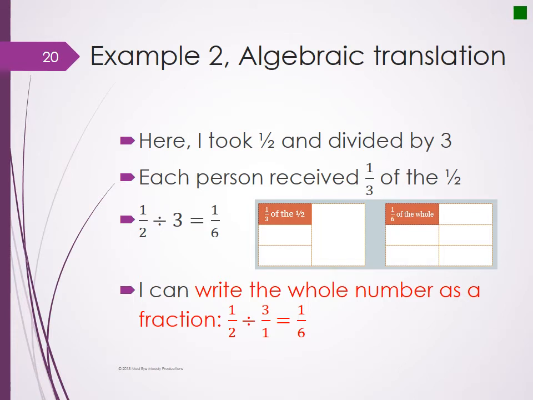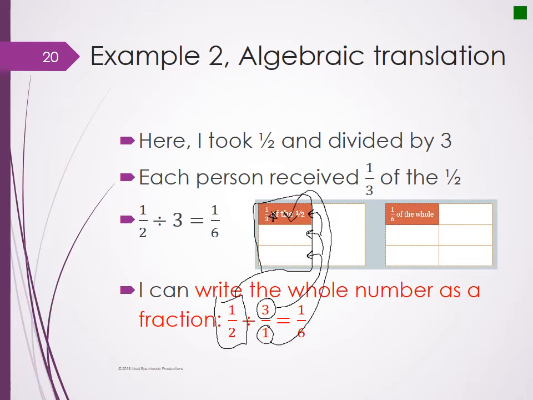And it's very important to understand what each number represents here. This half is of the total cake. So this half is this big piece here. The 3 is how many pieces that original half gets split into. And the 1 is how many of those 3 pieces we are looking at in terms of the whole. And this will become extremely important later.